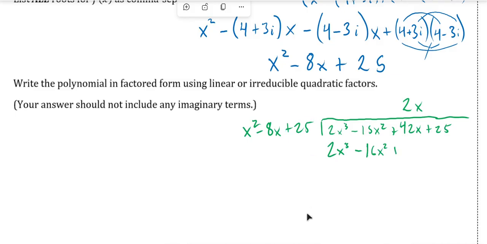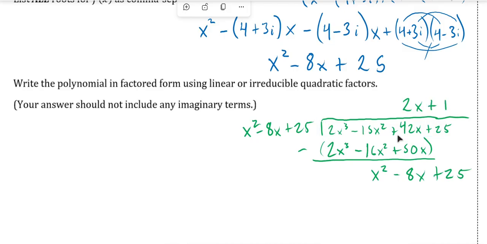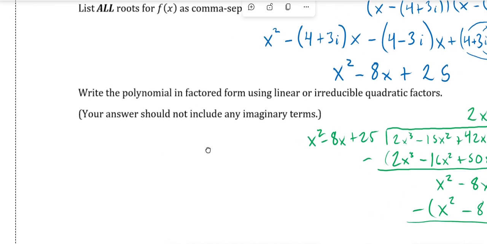Multiplying by 25, we get 50x. And taking this difference, we're going to wind up with, first of all, a single x squared, and then minus 8x. Now dropping down the 25, we see that this is in fact my divisor, and that's great because that just means we need to multiply the divisor by 1, and then we know it's going to have a 0 remainder, which we expected.